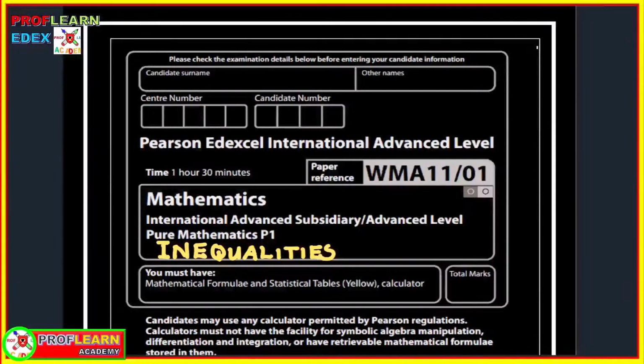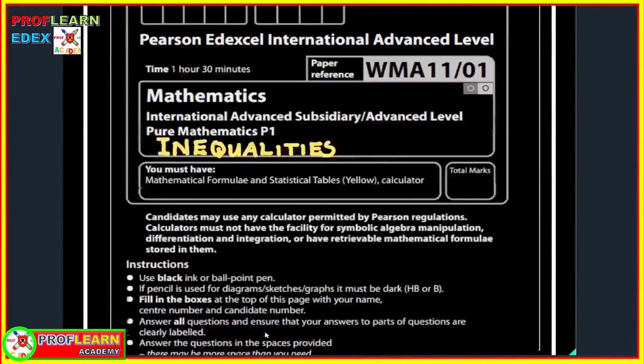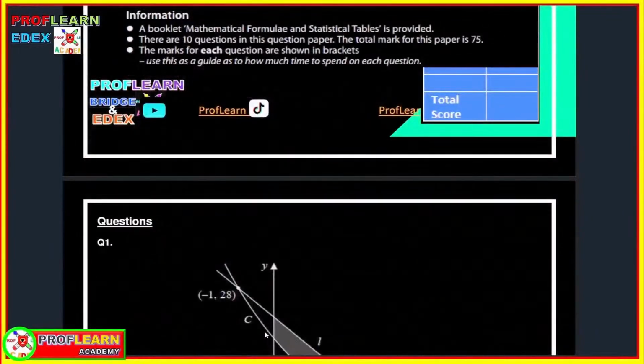In this video, we're going to have a discussion of the topic inequalities for Pure 1 Edexcel Maths. We're going to have detailed discussions and see what questions have been tested in various exams in previous years, so that once you have gone through those questions, you'll be in a position to attempt other questions in your coming exams.